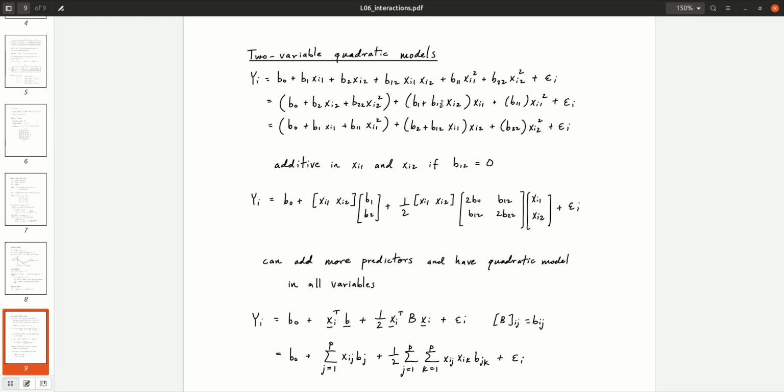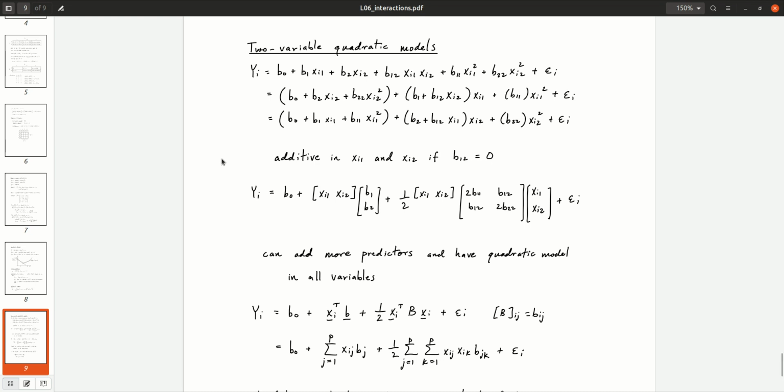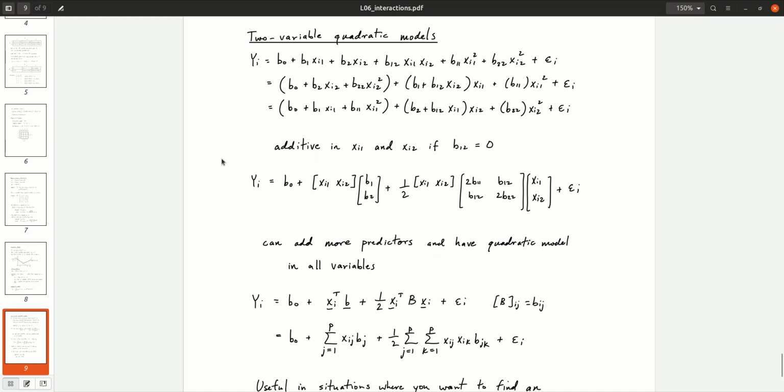It's not a linear additive model, it would be a quadratic additive model. But if b12 is not 0, then the linear part depends on the other variable, and it is an interaction model. One reason for writing out the coefficients in slightly different notation is that we can write this model in terms of matrix vector multiplications. And this is going to make it easier for us to generalize this to more than two variables.